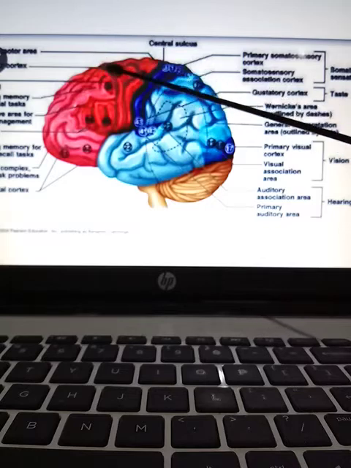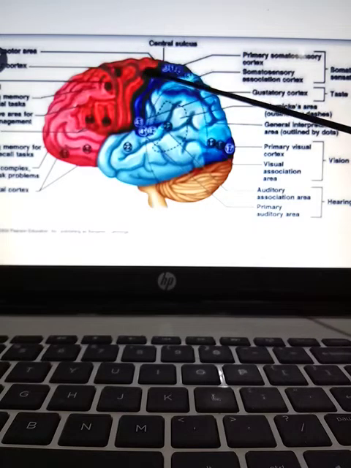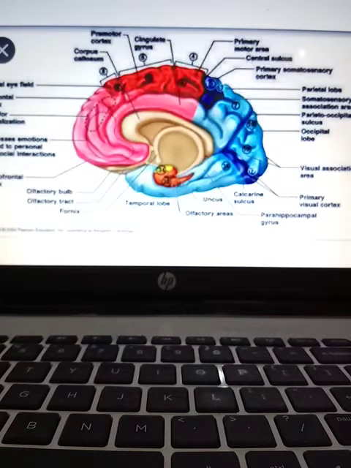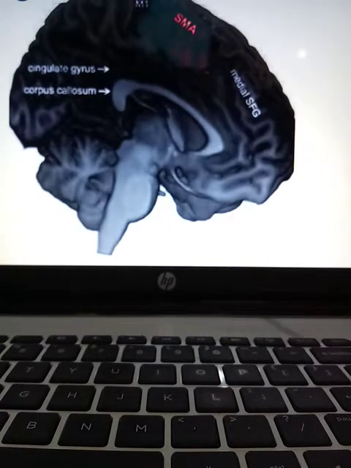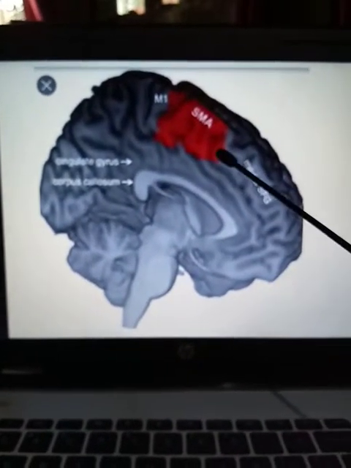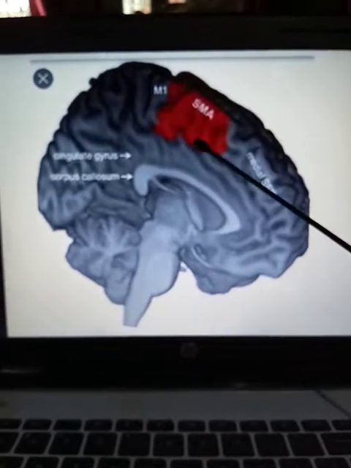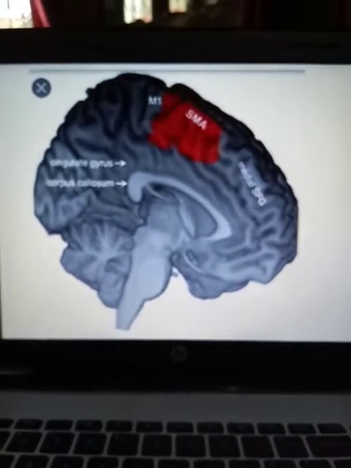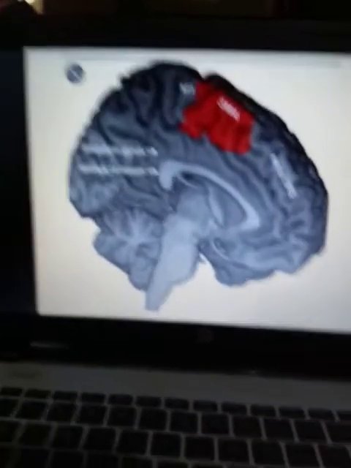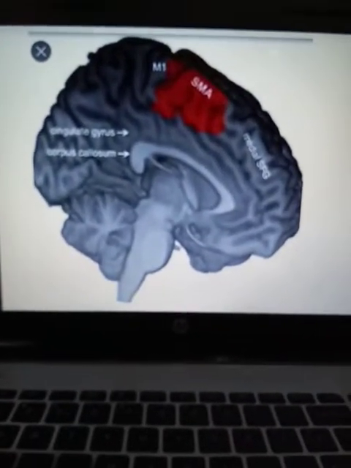We discussed the primary motor area and premotor area. Then you have the third motor area, that is your supplementary motor area. This red colored area is your supplementary motor area. This is the medial surface of the cerebrum, and this red colored area is your supplementary motor area.